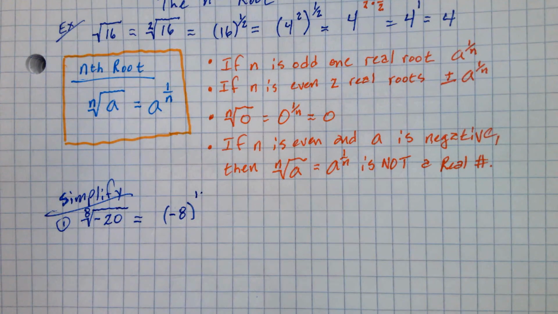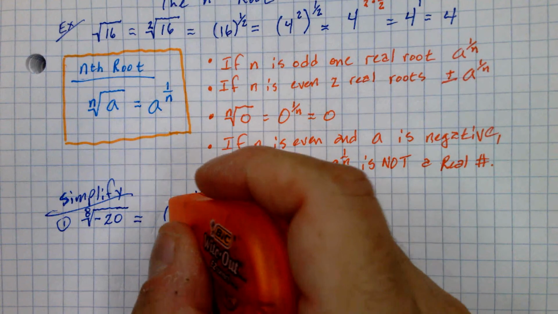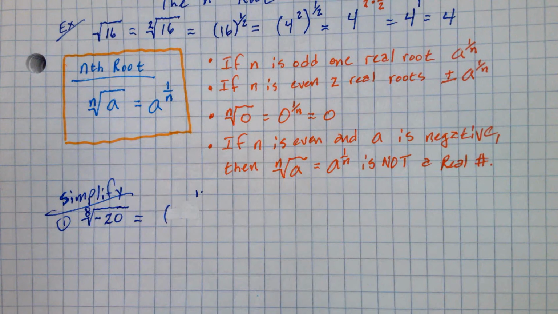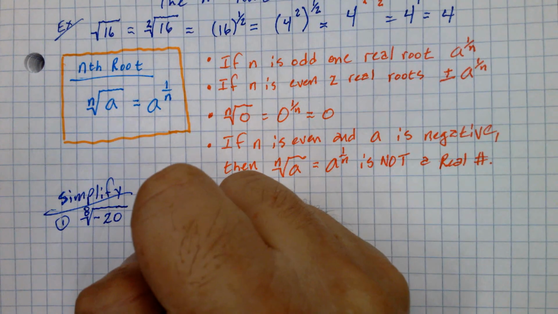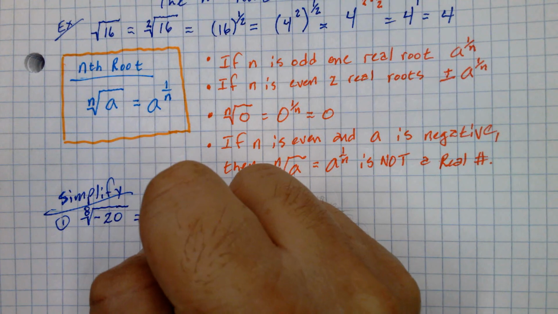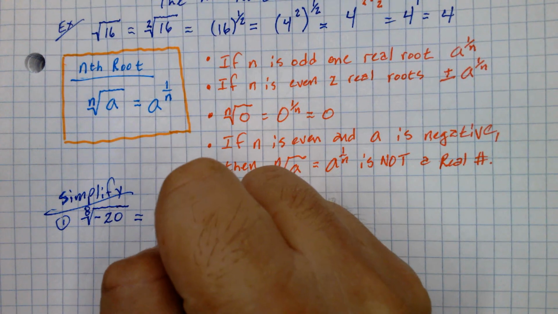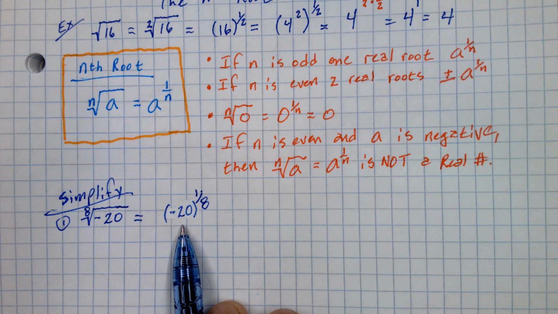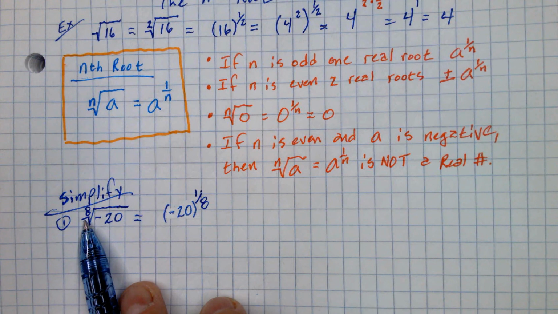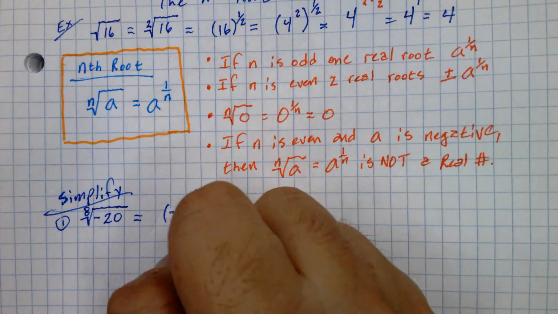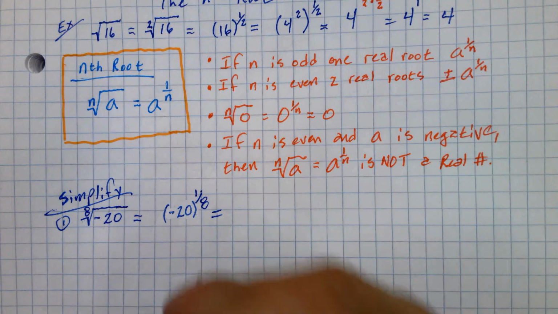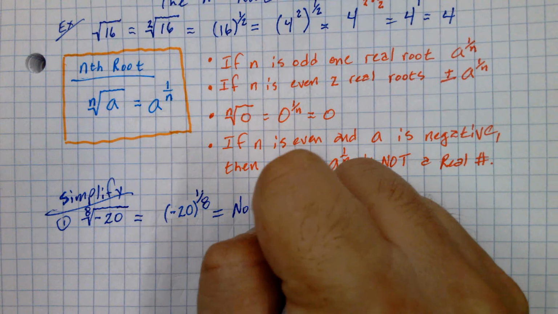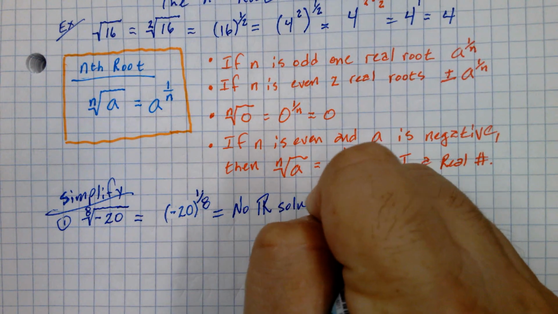Oh, I messed up though. I see why you're looking confused. I apologize. I should have a negative 20 in there, right? That's better. Okay. It should be this way. Now, what kind of number is 8? Odd or even? So what's my answer here? Okay.